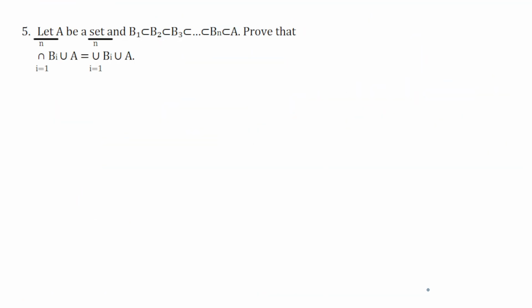All right, I had to make a little jump in the video, but let's take a look at problem 5. So for problem 5, we have let A be a set and B1 be a proper subset of B2, a proper subset of B3, a proper subset of so on and so forth up to Bn, which is a proper subset of A. So we need to prove that the complement of the indexed intersection of sets Bi union A equals the complement of the indexed union of sets Bi union A.